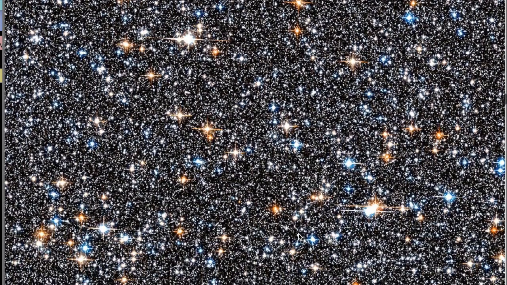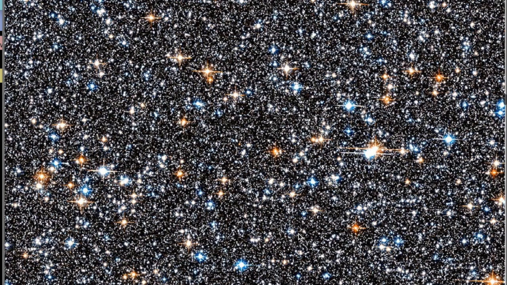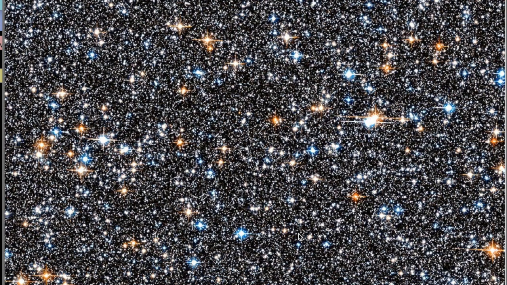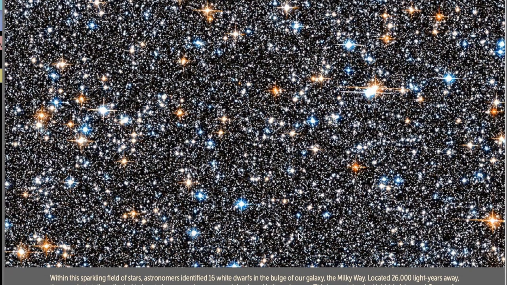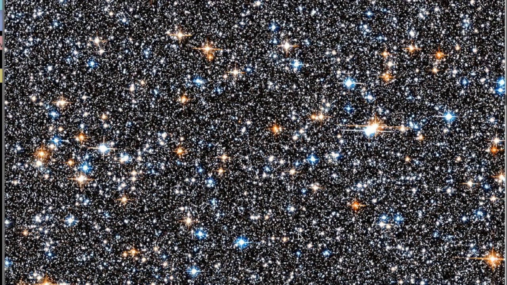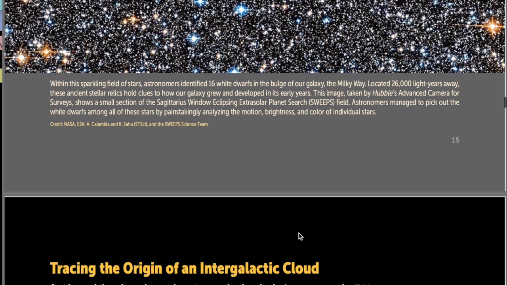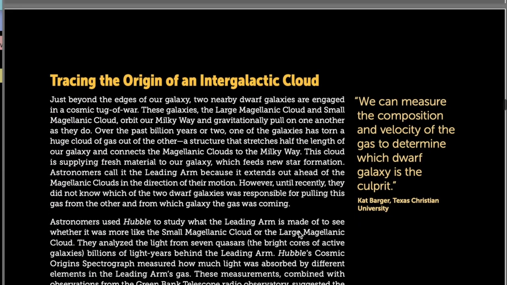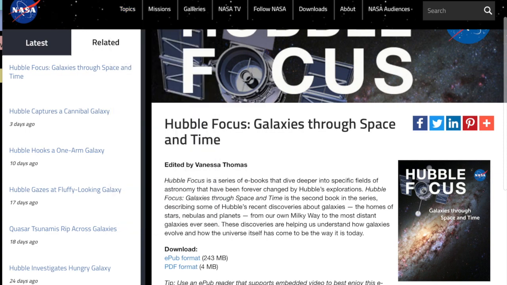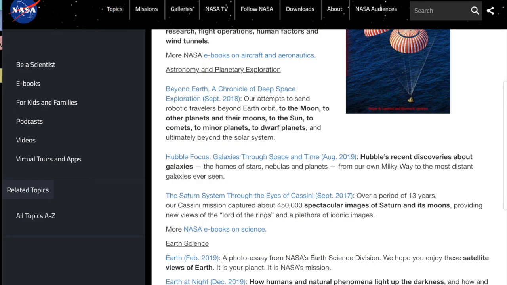Having a look there into the night sky compared to what we can see on Earth and what they can see with these amazing stars that are over 26,000 light years away. It's just like I said, I think as soon as you get on this website, you're just gonna get lost in all of these things.